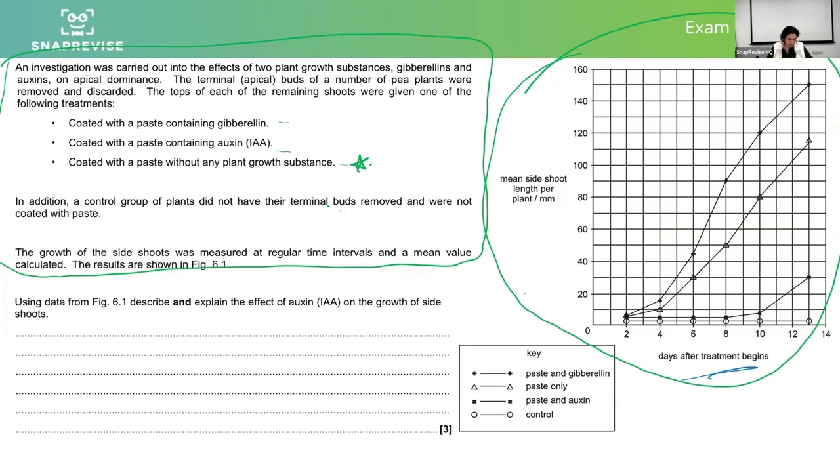My command word is, of course, describe and explain, right? So basically two command words in one, and they've got the "and" in bold, just to make sure. And my direction is, what am I going to describe and explain? I'm going to specifically describe the effect of auxin on the growth of side shoots. Auxin only, not gibberellin. So that's extra information that you're not going to use. Let's look at the answer.